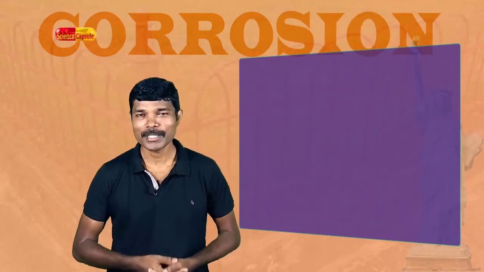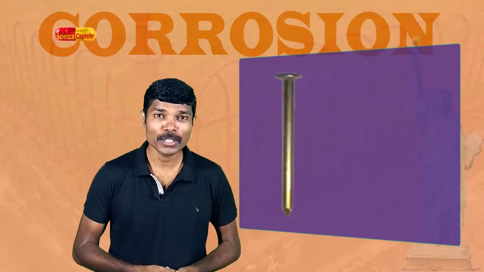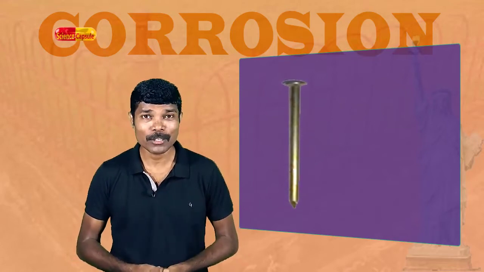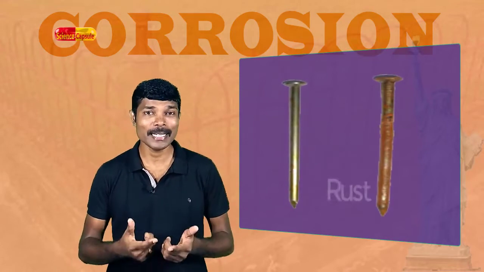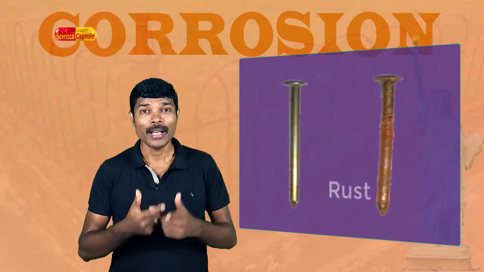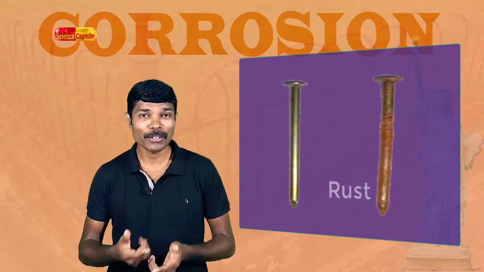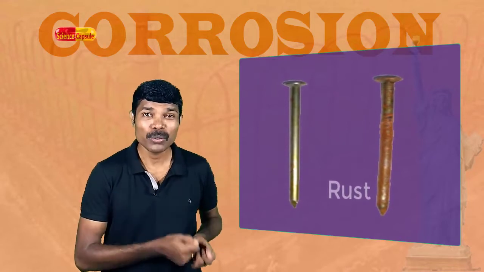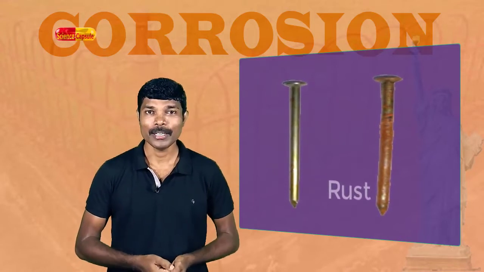When iron objects are exposed to air and moisture, a continuous redox reaction takes place. As a result, rust is formed. Rust here is iron oxide. Iron changes into iron oxide, which we call rust. The whole process is called corrosion. Corrosion of iron is called rusting.